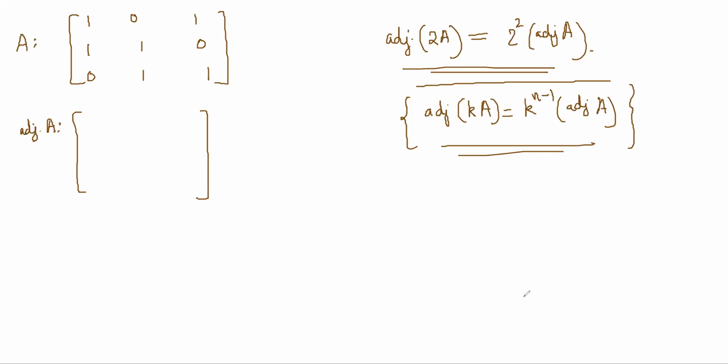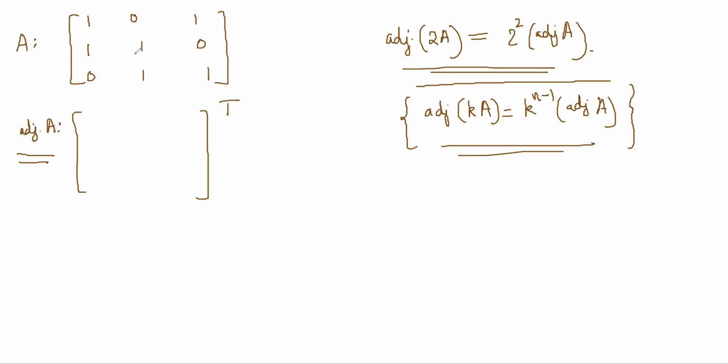So now I came out of the room. Yes, sir. This is the property we are trying to verify. How do we verify it? First, find adjoint of A. Finding adjoint of A means finding the cofactors, then the transpose of the cofactor matrix.